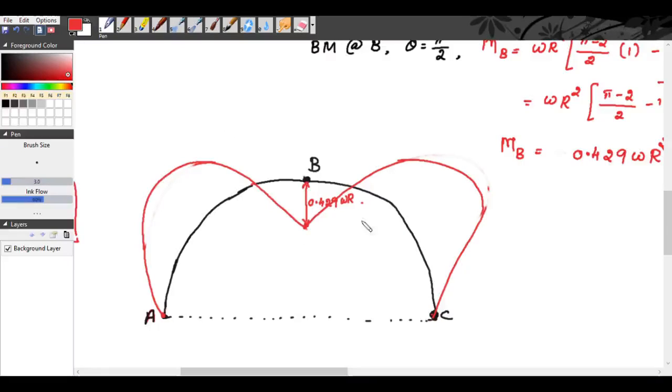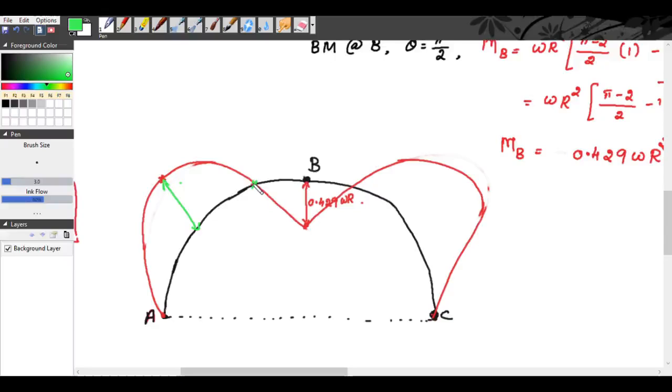Hope you understood. Okay, this is the variation of bending moment diagram. So now you need to find two more things for bending moment. One is, see what is the maximum bending moment. So here you have the maximum bending moment, right? So what is the value for maximum bending moment? And at what point the point of contraflexure acts?